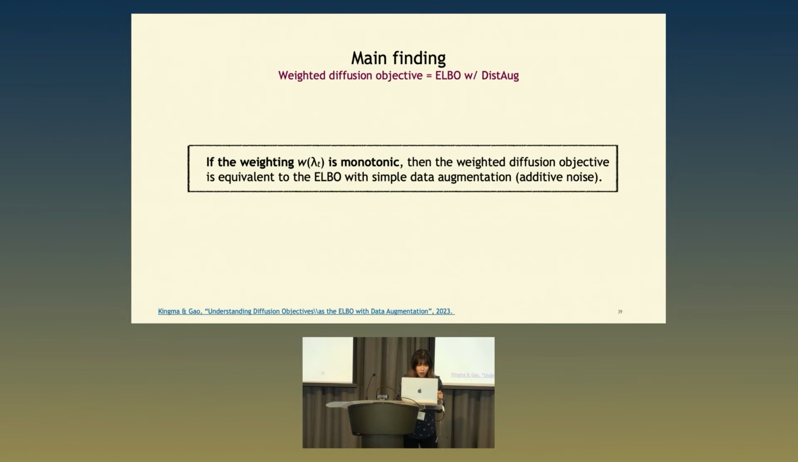So here we come to the main finding of this paper. If we make a mild assumption on this weighting function, that it is monotonically decreasing over lambda, or monotonically increasing over t, then we can show that the weighted diffusion training objective is equivalent to the ELBO, but with simple data augmentation. So let's dive into the details of this main finding.